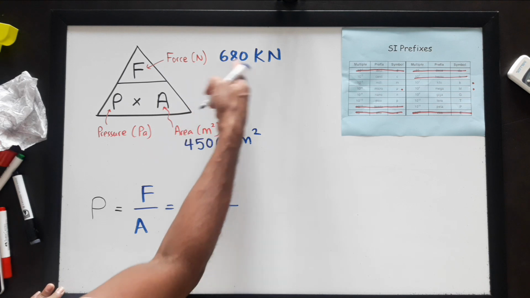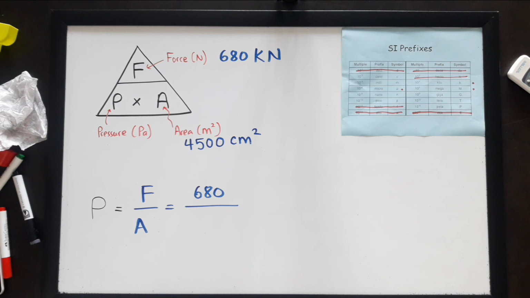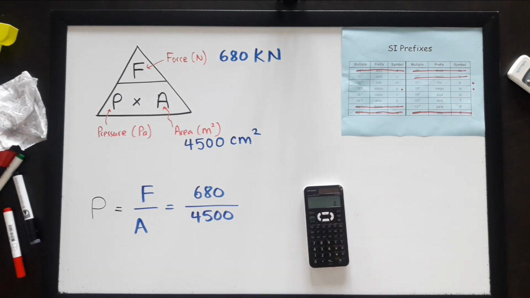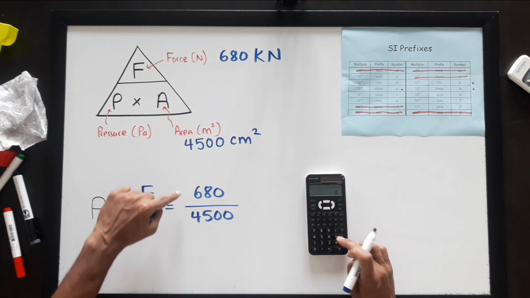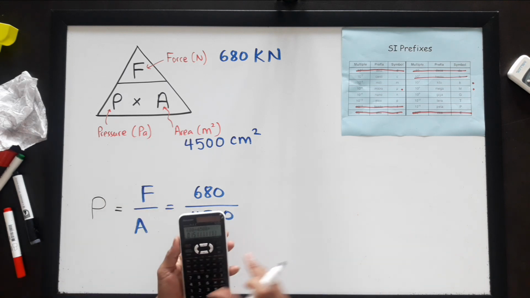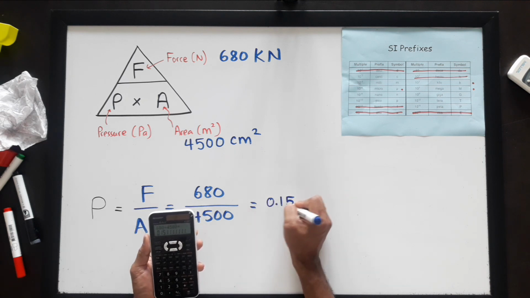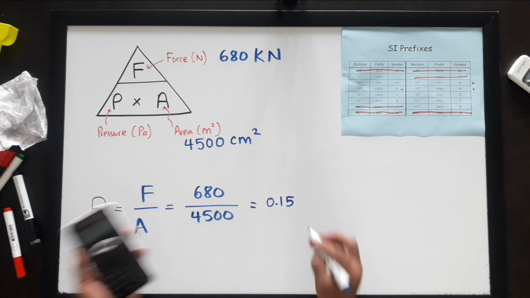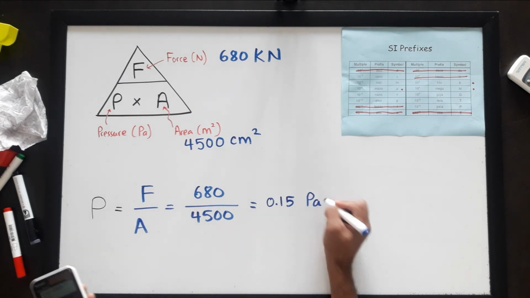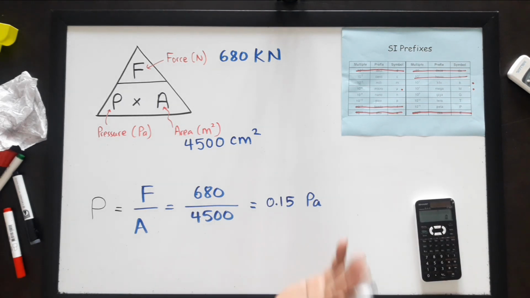Pressure is force divided by area. They look for the force, they see a 680. They pay no heed to the K. They just see 680, so they put 680. And they see an area of 4,500, and they just put 4,500. So they go on their calculator, type in 680 divided by 4,500. You can make sure you work this question with me. They get 0.15, and pressure is measured in pascals. And they think, well, they got everything correct, and they leave the exam thinking they got full marks.